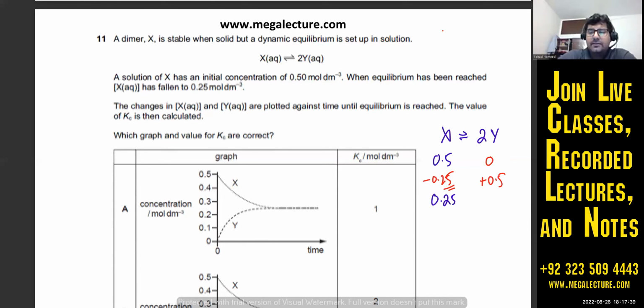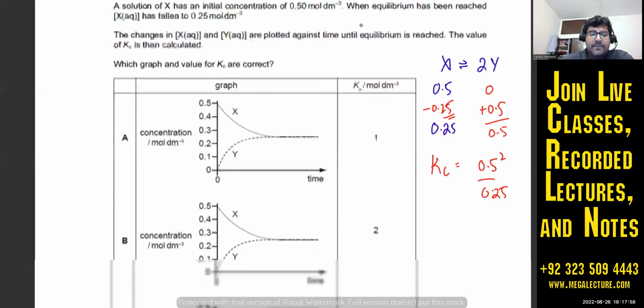So equilibrium पे कितने हो गए? That's going to be, you start off with 0. So you'll be left with 0.5 at the end because 0.5 got produced. And then you write the expression for Kc, which is product 0.5 squared divided by 0.25, and ठीक है 1 आएगा. ठीक है, that's going to be 1.